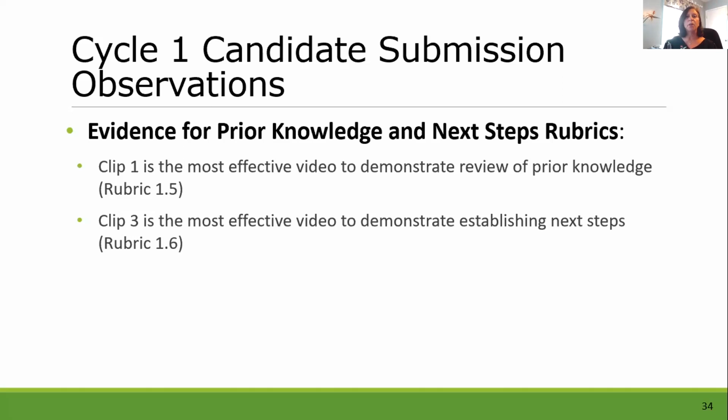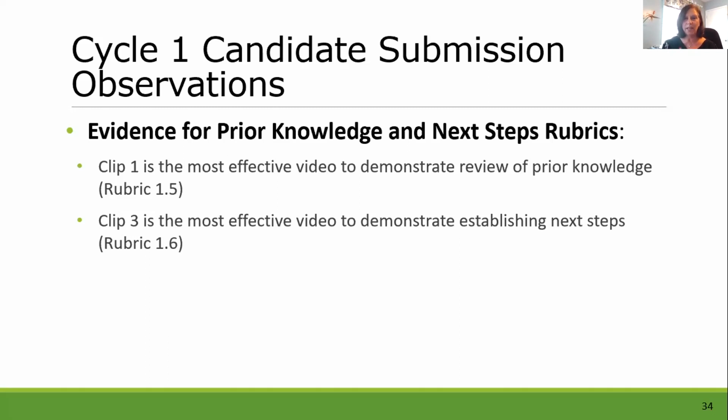And then video clip three is another effective way to show us what's going to happen next. What is the next step with the content instruction? So it's intriguing to see this pattern show up. As I said, we saw this last spring. I think we've already talked to you about this in coordinator workshops. We're going to talk to you about it again today.